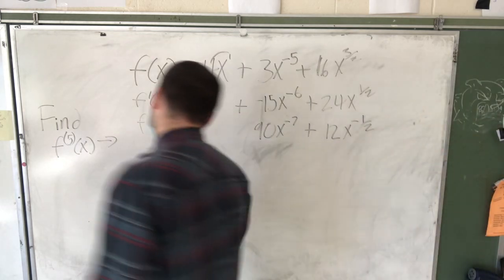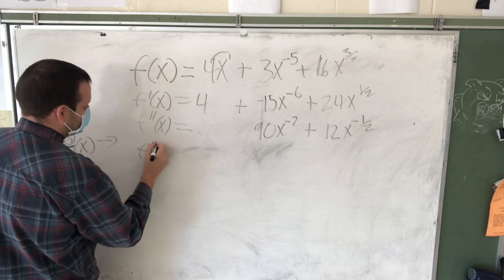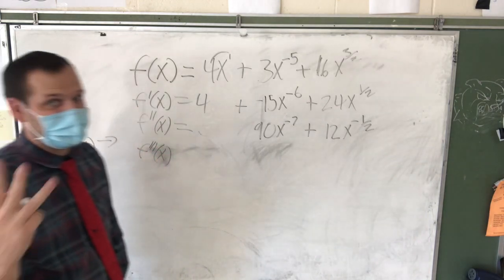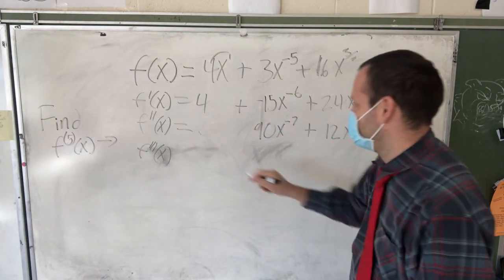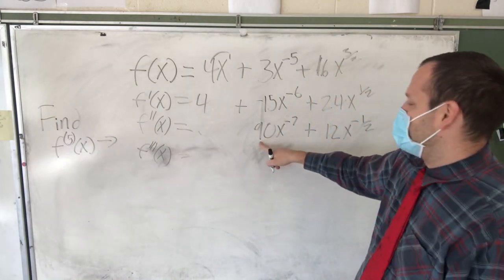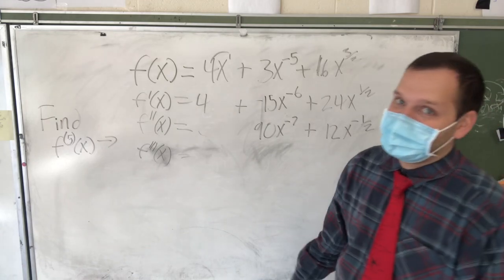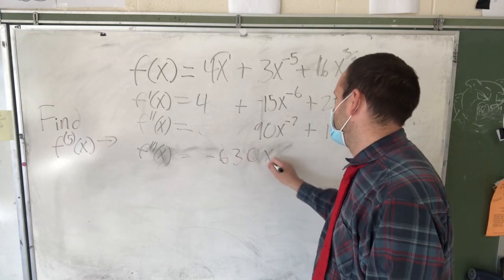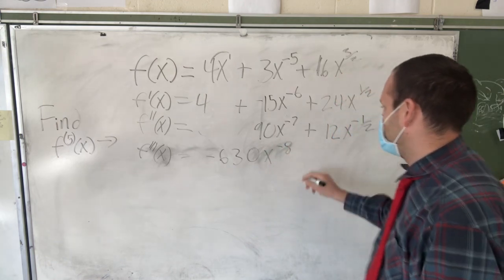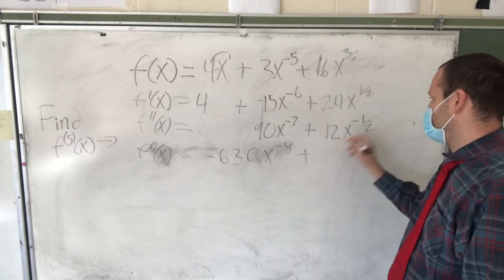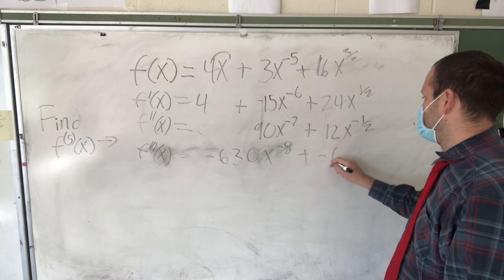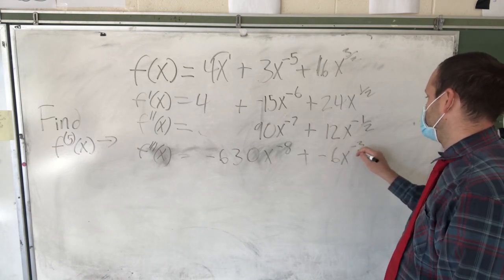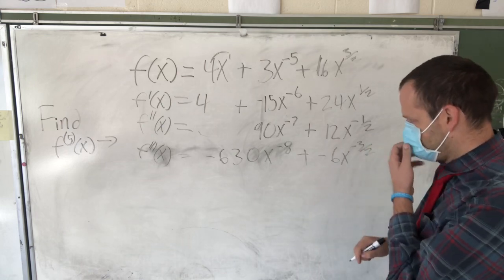We're not done yet. We now need to find f triple prime. Now we got to go all the way to the fifth derivative. We're at the third. We need to do this 2 more times after this. Let's see, 9 times 7 is 63. So we've got negative 630 x to the negative 8th power plus, let's see here, that'd be negative 6x to the negative 3/2 power. Okay.